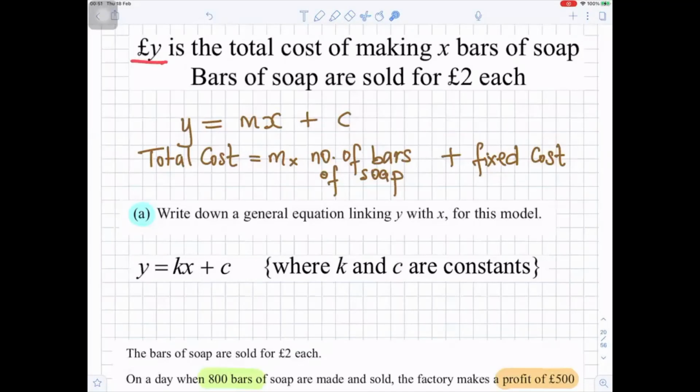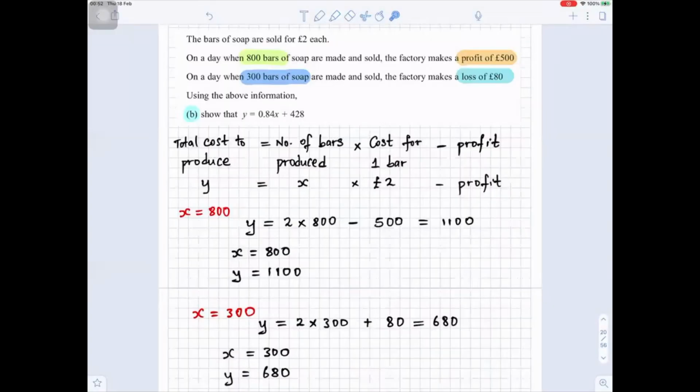So let y pounds be the total cost of making x bars of soap. Using the equation of a straight line, y equals mx plus c. Y is the total cost, m times the number of bars of soap, plus a fixed cost. So the equation linking y and x, we can write y equals kx plus c, where k and c are constants. The bars of soap are sold for £2 each.